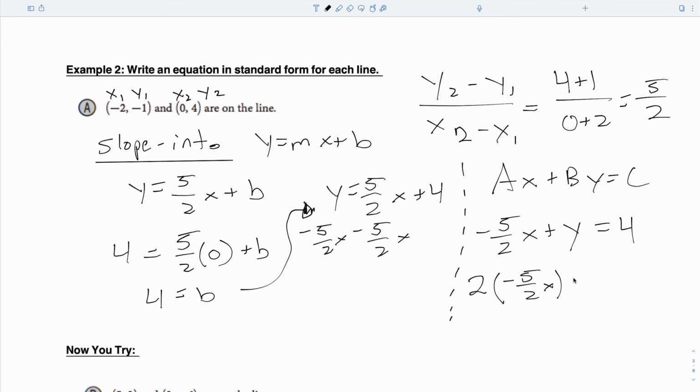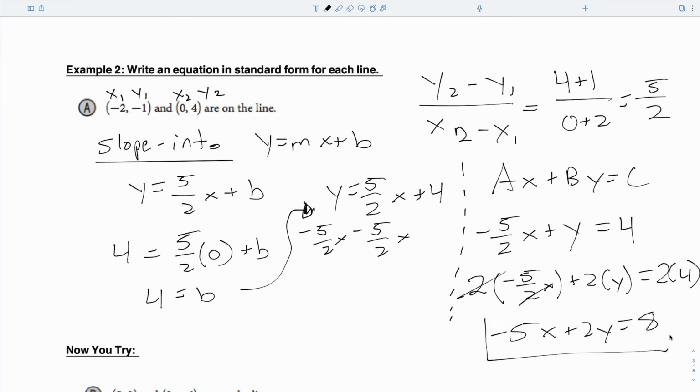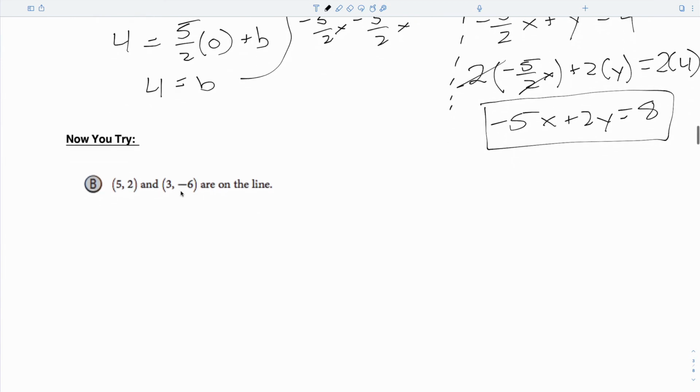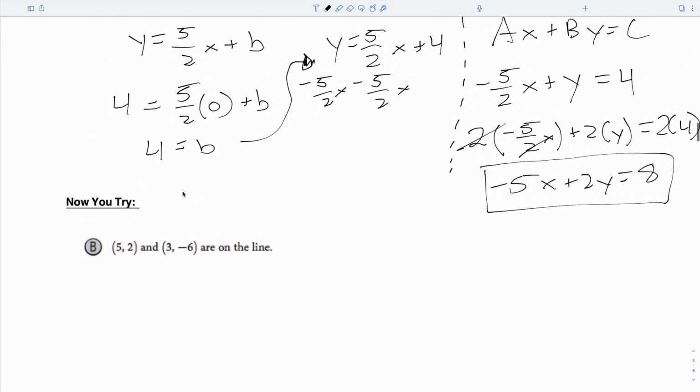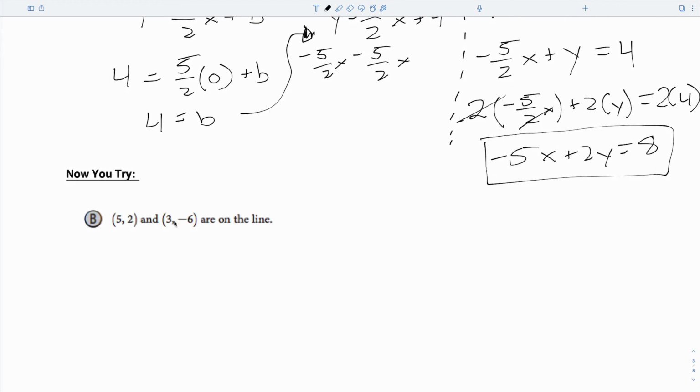We need to bust the fraction, so we're going to multiply everything in here by the number 2. So y gets multiplied by 2, and 4 gets multiplied by 2. So your standard form cannot have a fraction in it. -5x plus 2y equals 8. I'll look it up. I don't think so, but I'll do it real quick while you're doing U-try. So for the U-try, you guys, I want you to actually do point slope form. Do point slope, not the slope intercept form. I want you to plug it into y minus y1.